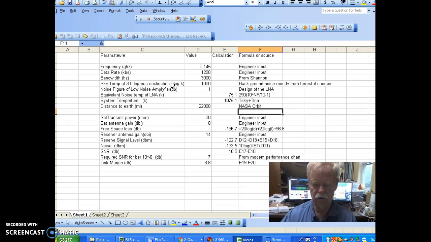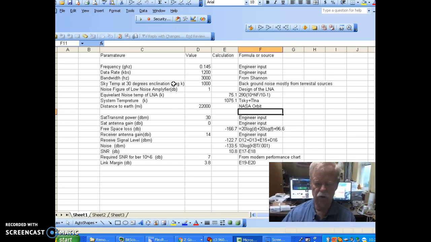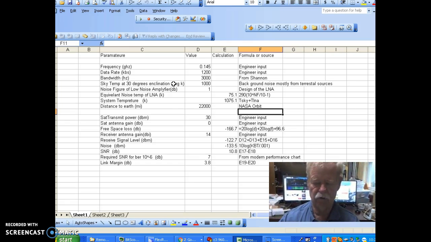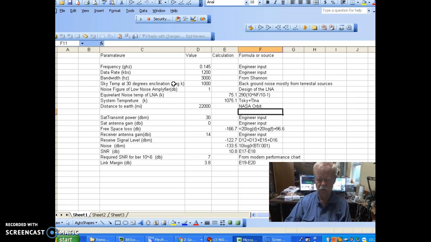Now, when you have an antenna at 30 degrees, it's looking out into deep space. And there are noisy objects out there in deep space, but most of the noise coming from an antenna at this frequency is terrestrial and local. And through experience, a good number is 1,000 degrees Kelvin. So we will put that in our calculations.